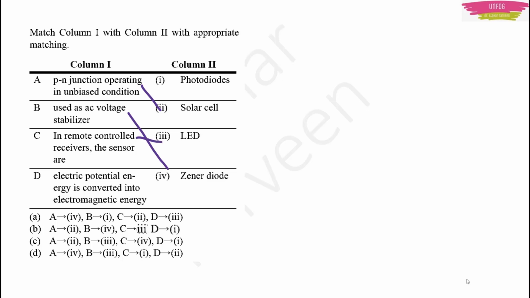Just now we talked about this. Then electric potential energy is converted into electromagnetic energy. This is done by photodiodes. Okay, so option B should be the right answer. Okay, this was all about diodes.